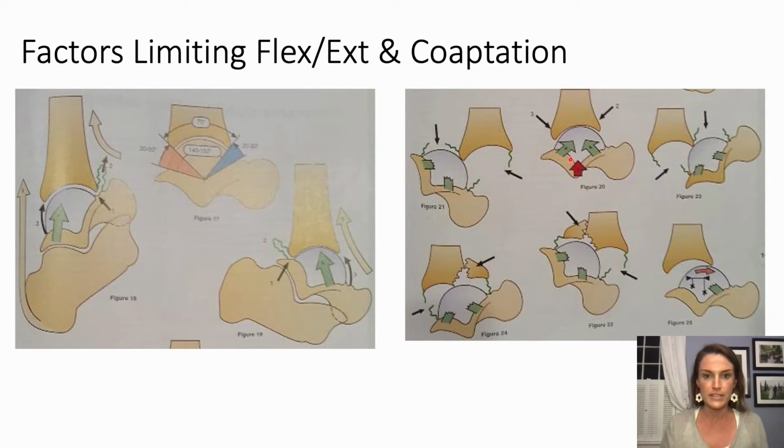And the factors that allow it to coapt is first gravity, and then this anterior and posterior part of the tibia, the structure of it helps prevent the talus from moving anterior or posterior. And then these collateral ligaments as well, and they are assisted by muscles that are not pictured. And then if flexion or extension exceeds the normal range of motion, one of those factors is going to fail. So you can get any of these different scenarios here.